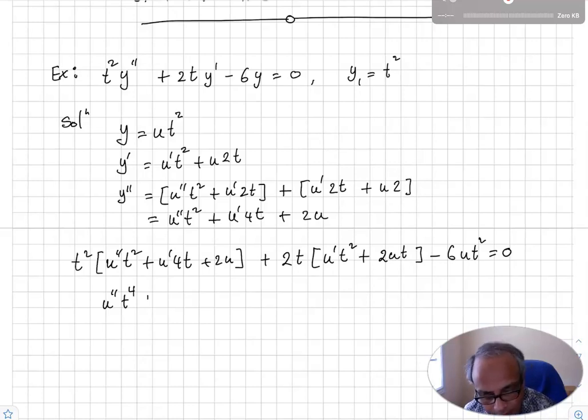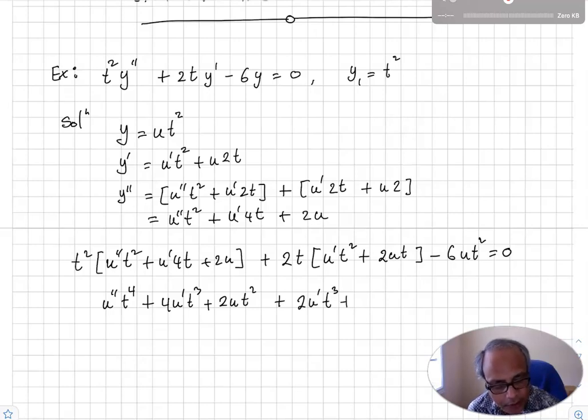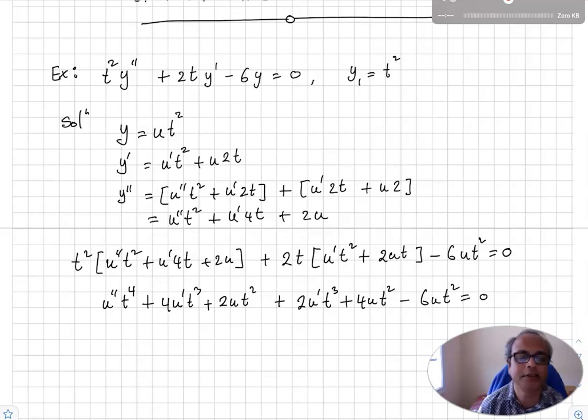u double prime t to the 4, plus u prime t cube, plus 2u t square. Now in this case, you distribute 2t: 2u prime t cube plus 4u t square minus 6u t square is 0.